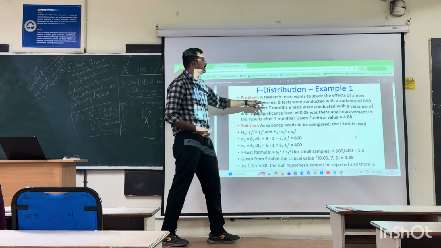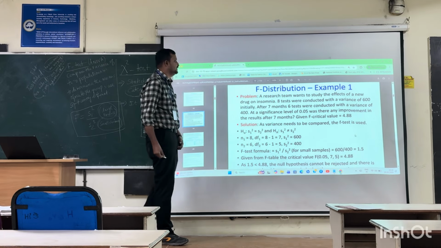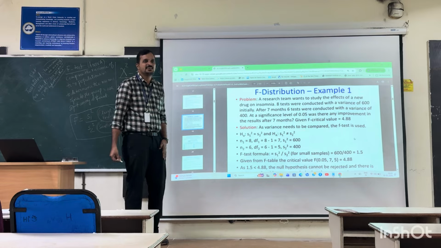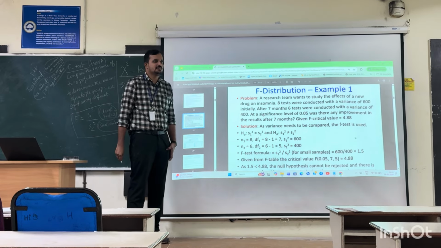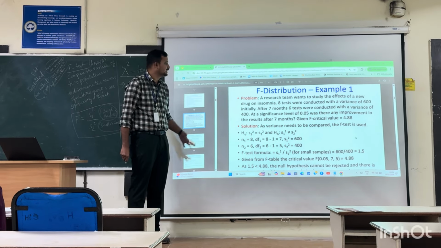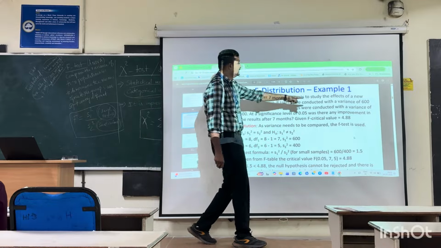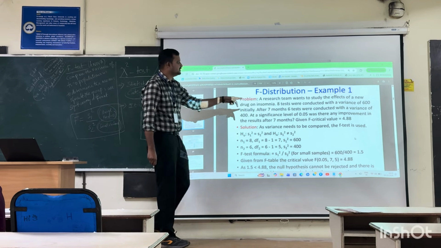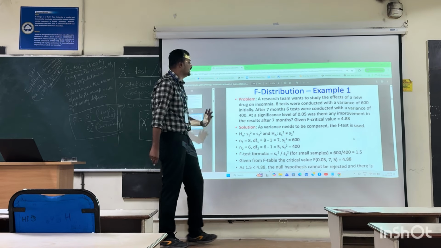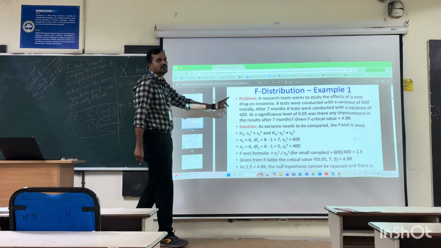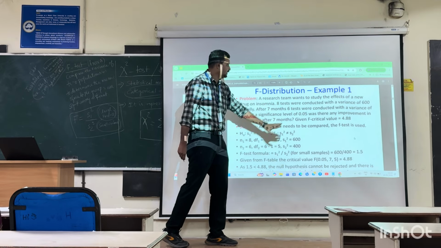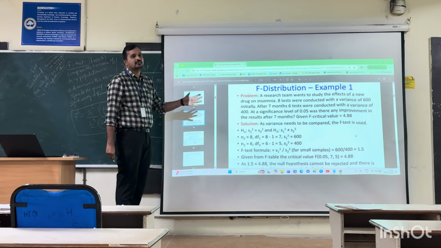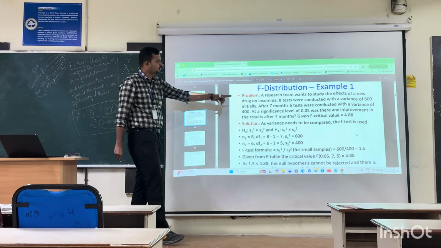The research team wants to study the effects of a new drug on insomnia. What do you mean by insomnia? Sleeping disorder, sleepless disorder. So 8 tests were conducted with a variance of 600 initially. After 7 months, 6 tests were conducted with a variance of 400. At a significance level of 0.05, is there any improvement after 7 months? The given F critical value is 4.80.